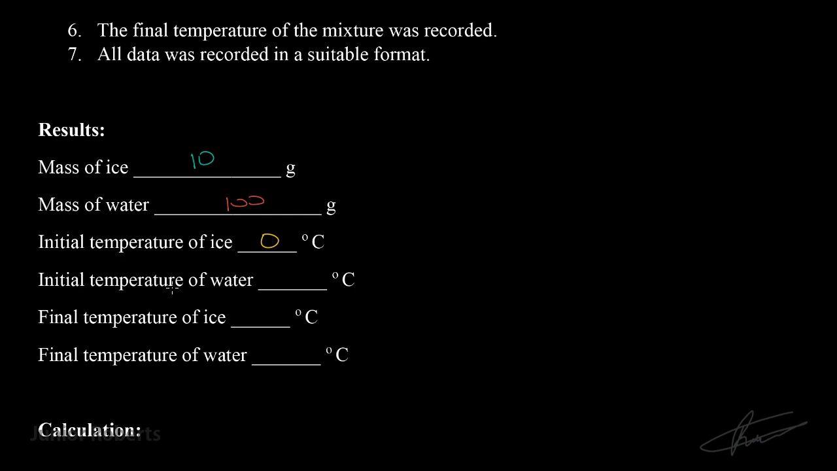The initial temperature of the water was 25 degrees Celsius, and the final temperature of the ice and water mixture was 15.47 degrees Celsius. So we're going to say that the final temperature of the ice would have been 15.47. And similarly, this would also be 15.47 degrees because both the ice and the water achieve this temperature. Now, we can start doing some calculations.